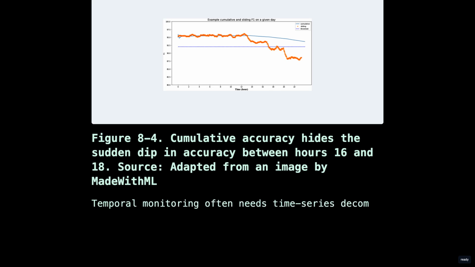Working in time makes drift detection more complicated because seasonality has to be separated from genuine change. That is where time series decomposition and related analysis methods become useful, especially when demand or traffic has a repeating pattern.